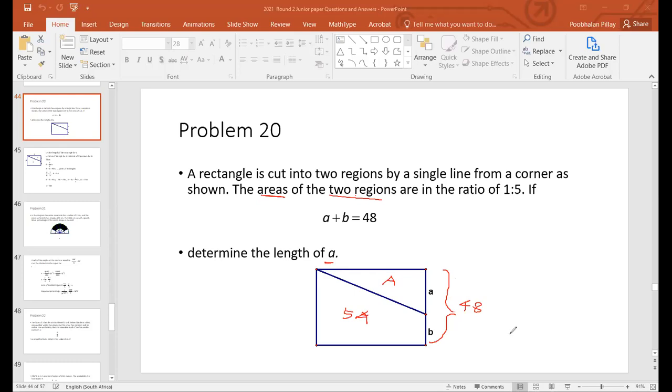One side of the rectangle. Okay. So how does one go around doing it? We got a rectangle and we also got a triangle. And we can find the area of a triangle.